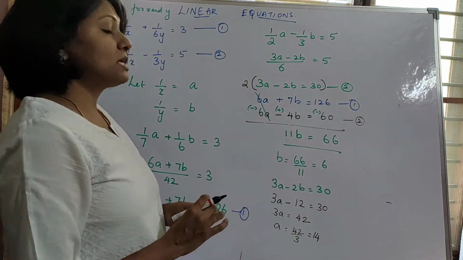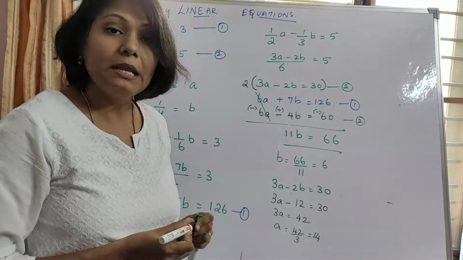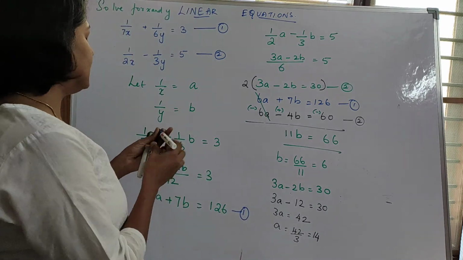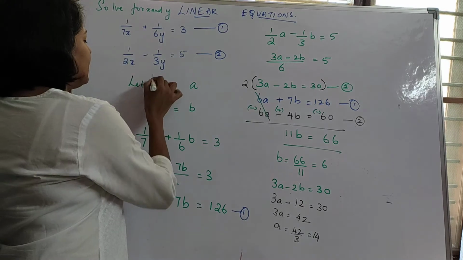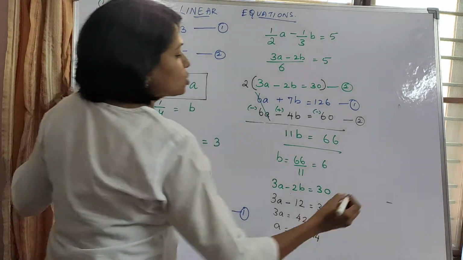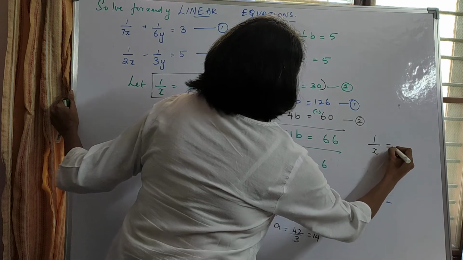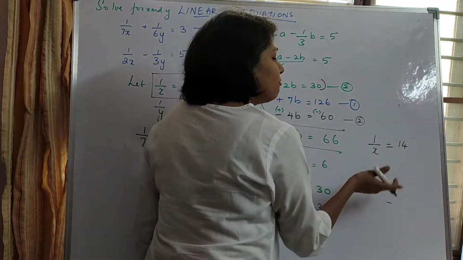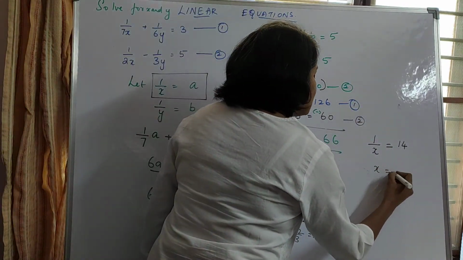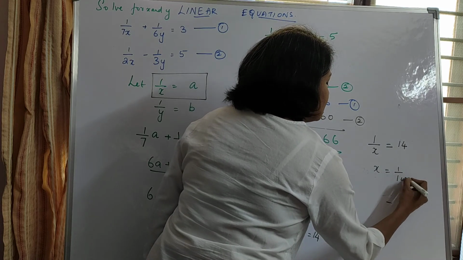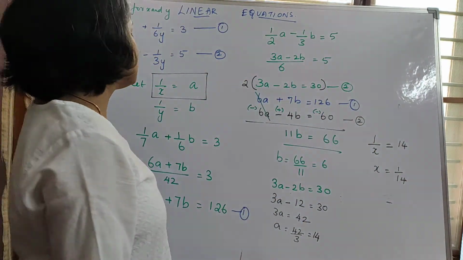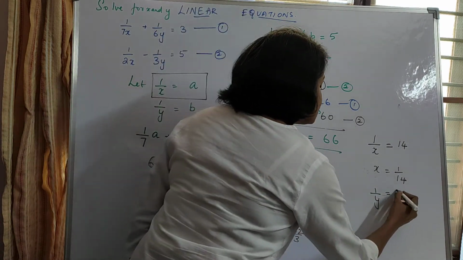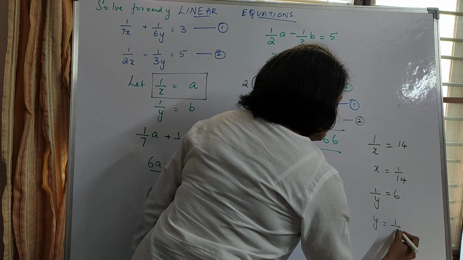Again, let me repeat, we weren't asked to find a and b. A and b are things which we introduced ourselves. The required answer is x and y. What is a? a is nothing but 1 by x. So we found 1 by x is equal to a, that is 14. So what is x then? The reciprocal. If 1 by x is 14, then x is 1 by 14. Had this been a fraction, you would be reciprocating it. Similarly, 1 by y is b, and b we found as 6. So y is equal to 1 by 6.